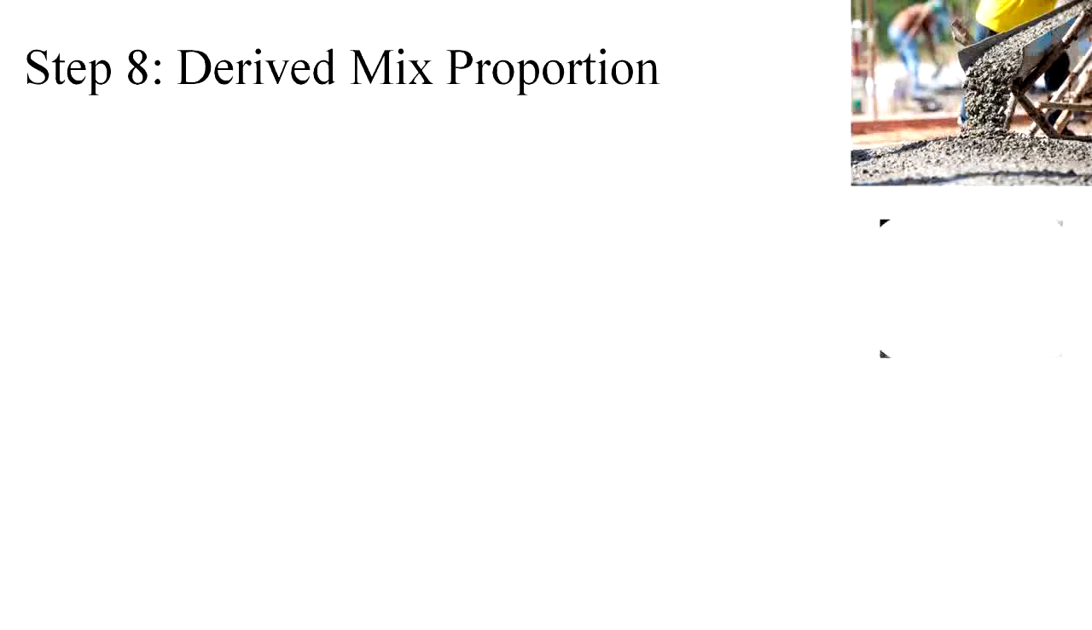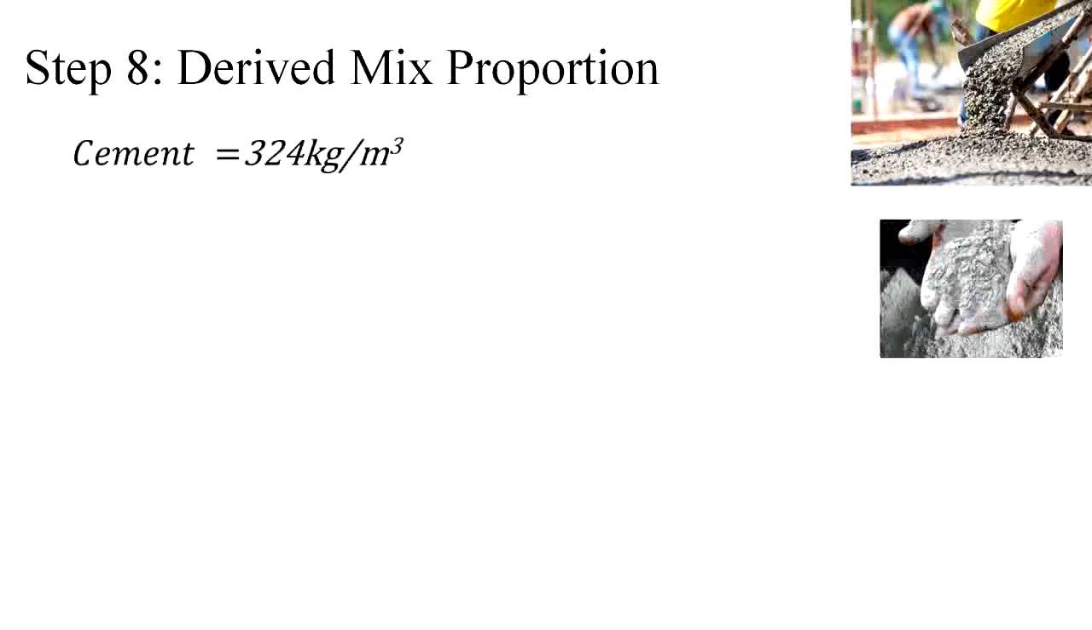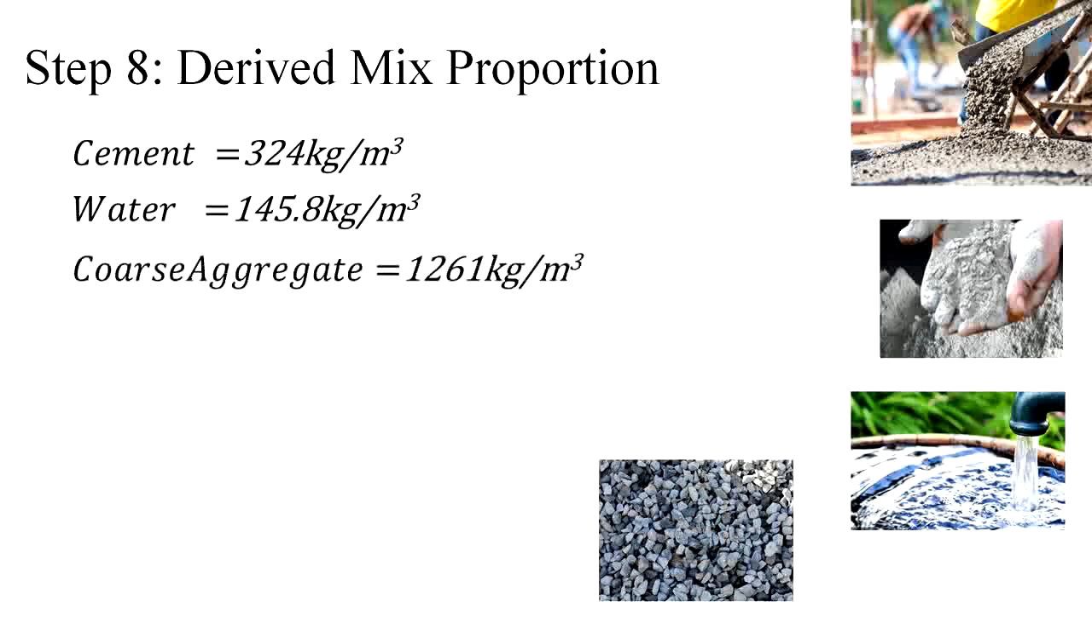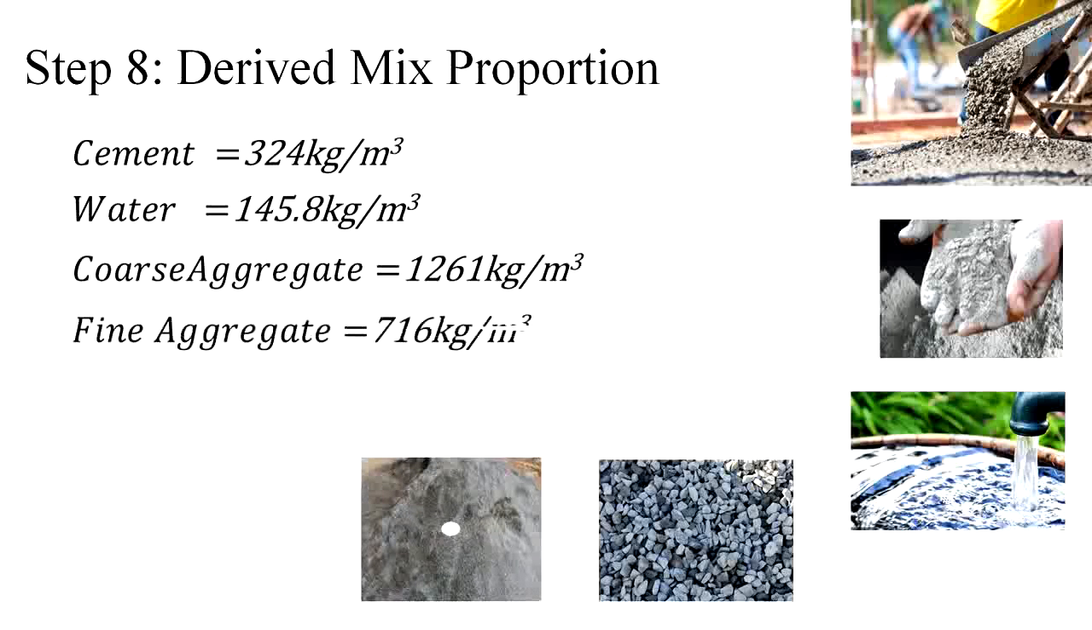Now, we are deriving the mixed proportions. We have calculated all the values. Therefore, from it, we are getting the value of cement as 324 kg per meter cube, the water content as 145.8 kg per meter cube, coarse aggregate as 1261 kg per meter cube, and fine aggregate as 716 kg per meter cube.